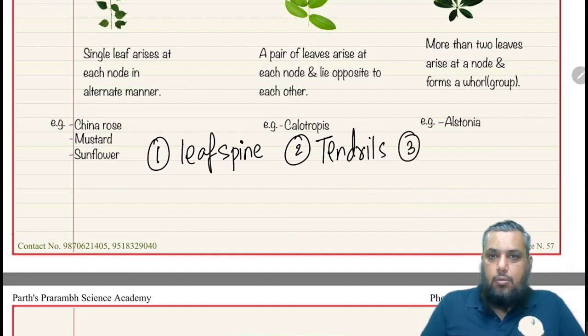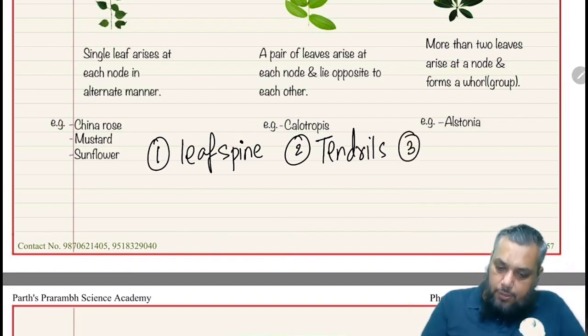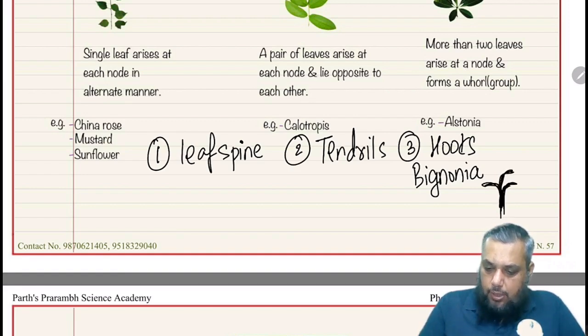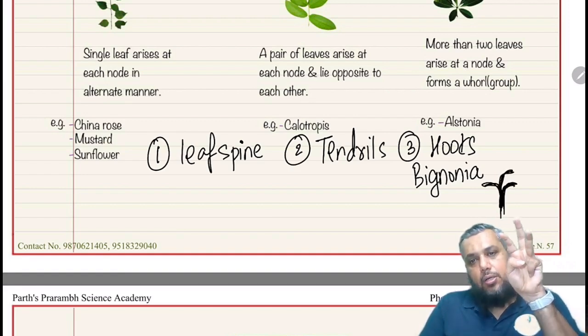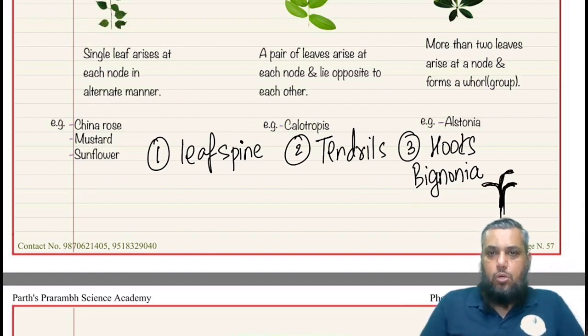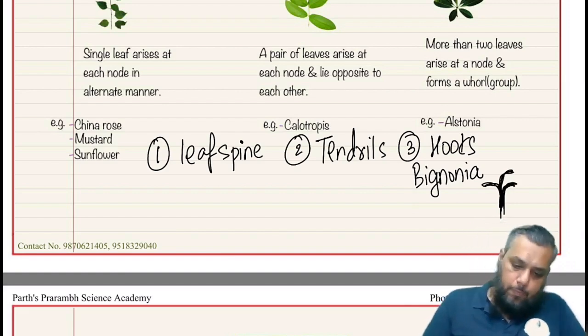Then one interesting modification is the presence of the leaf hooks in a plant called Bignonia unguis-cati, like cat nails. Where the apical leaflets get modified into hooks, which will help the plant to get attached to a support while climbing. So we call them leaf hooks.